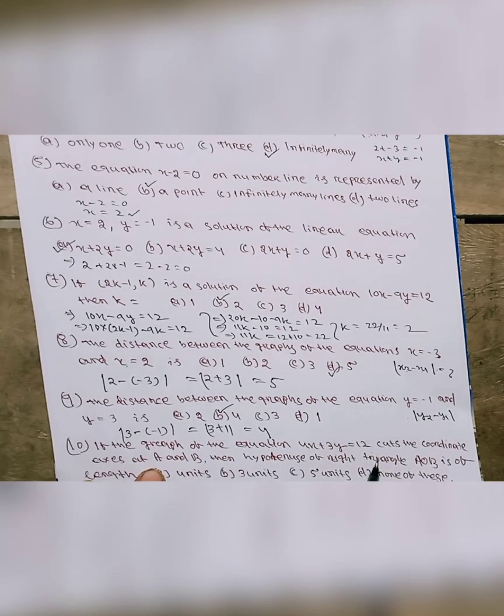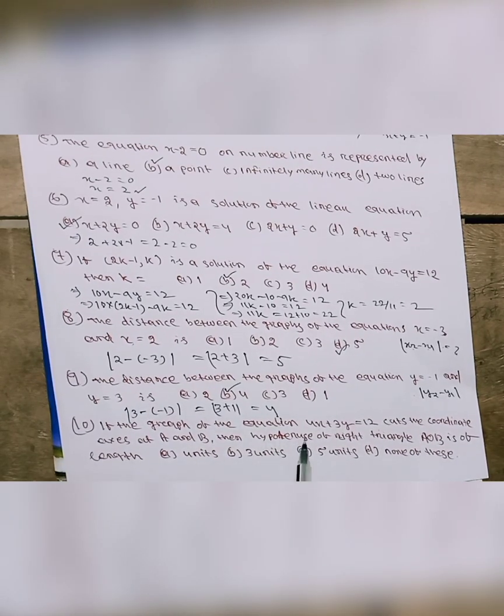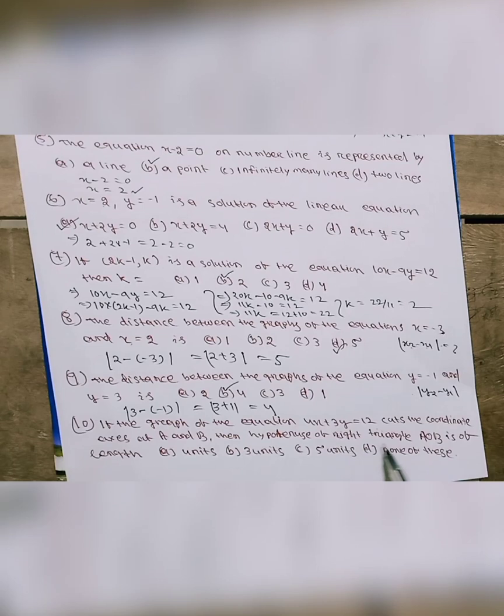Finish option B. Then number 10. If the graph of the equation 4x plus 3y equals 12 cuts the coordinate axes at A and B, then the hypotenuse of right triangle AOB is of length dash: 4 units, 3 units, 5 units, or none of these.